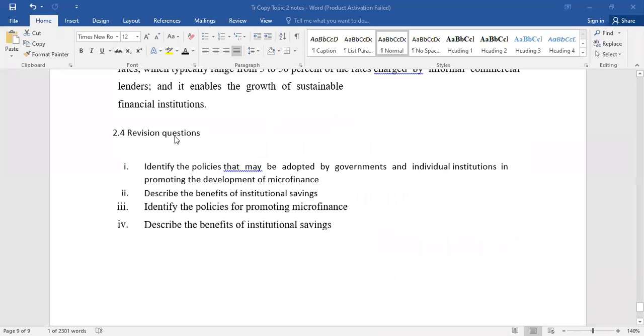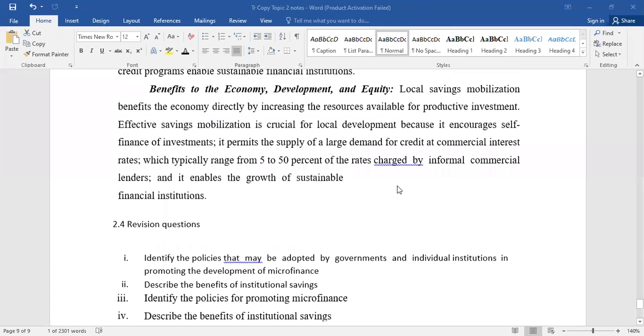Now, the questions that you see at the end of every topic, this is where your exam will come from. I don't expect you to fail when I've already given you the hint. So I want you to attempt number 3. Describe the benefits of institutional savings on your own. I'm informed the portal is not functional. So on your own, describe the benefits of institutional savings.